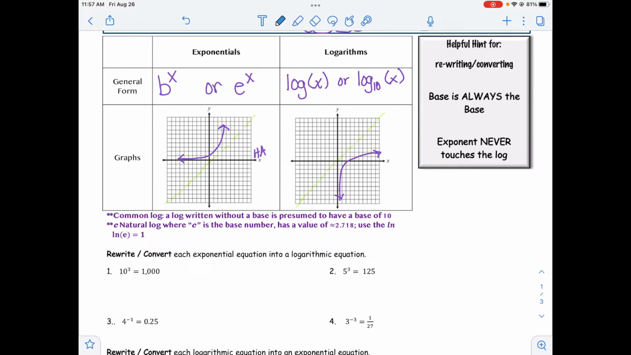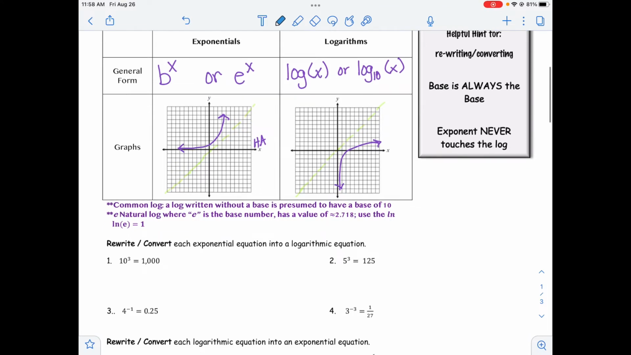A helpful hint when rewriting and converting, up here in our box: a base is always the base. So if we have a base in the exponential, it's going to be the base in the logarithm and vice versa. The other helpful hint is that exponents never touch the log, and the log never touches the exponent. That means they're on opposite sides. You'll see more with our examples.